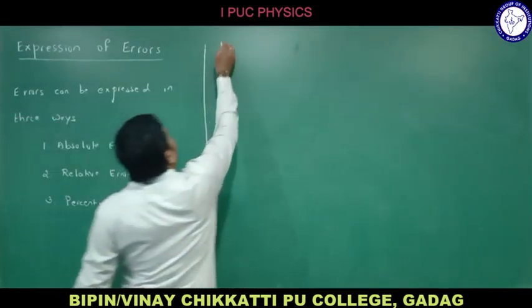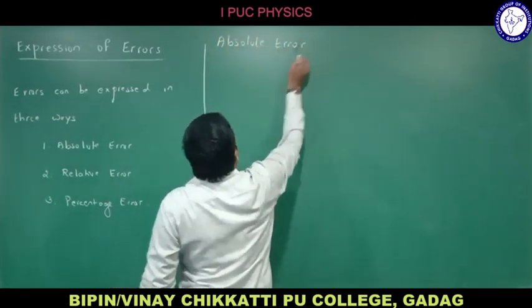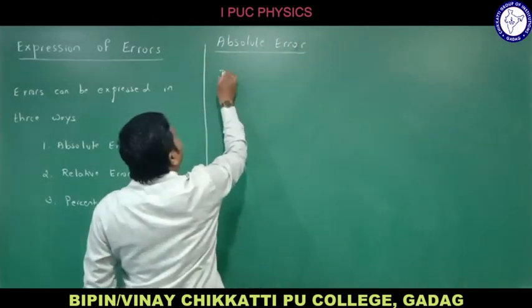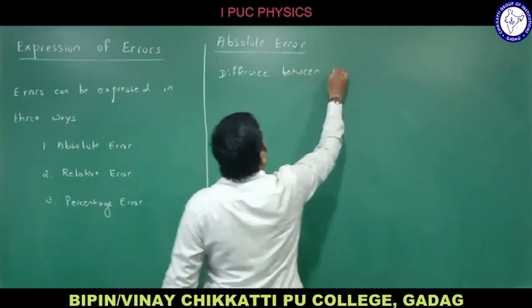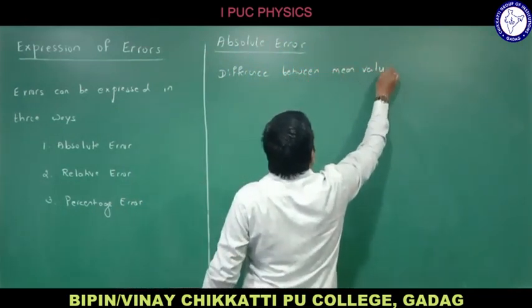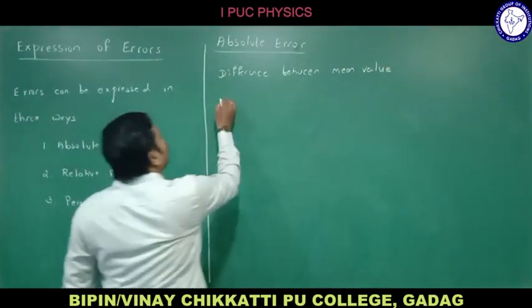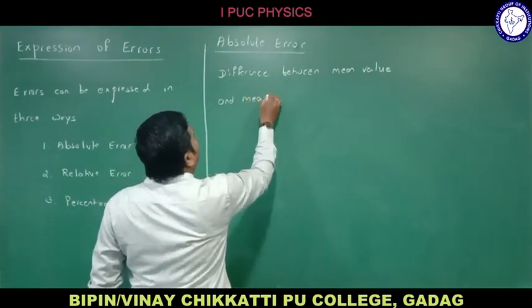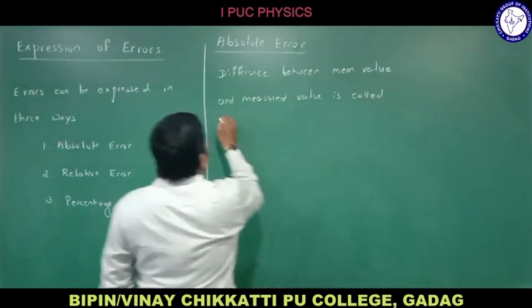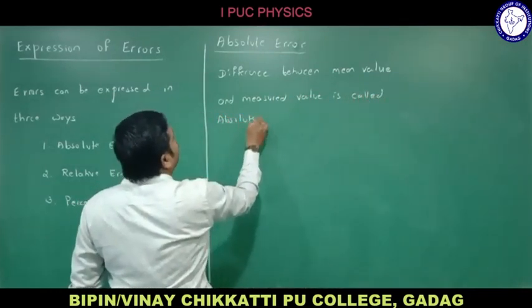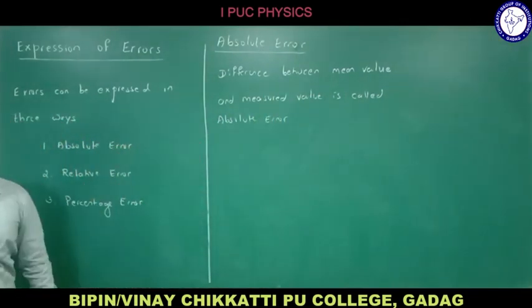Okay, first of all, let me go with the first one. What is absolute error? Absolute error is the difference between the mean value and the measured value. So the difference between mean value and measured value is called absolute error, right?